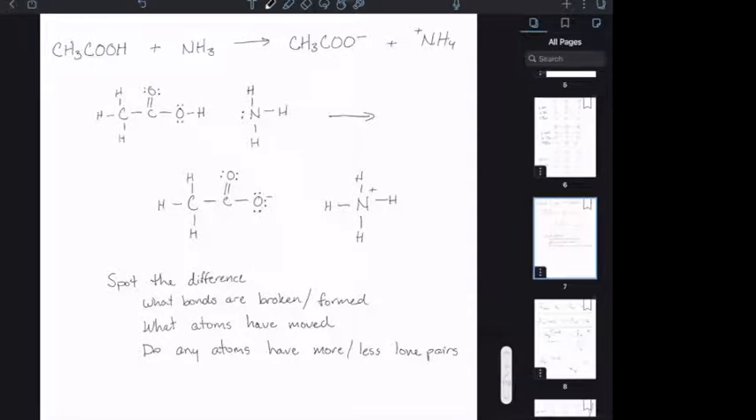Take a second and see if you can label bonds that are broken, bonds that are formed, and any atoms that have moved. And do any atoms have more or fewer lone pairs than they used to? Okay. In particular, I think this one is the key to being able to start to understand what's going on in this reaction. Everybody in the chat, see if you can identify which atom has moved, meaning moved from one structure to the other, which one's changed its bonding partners.